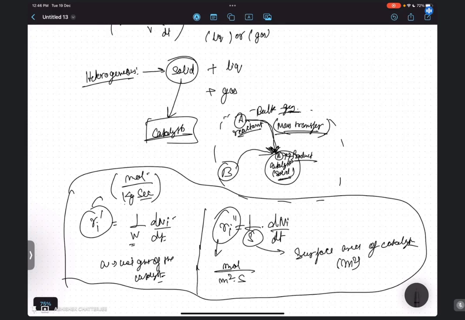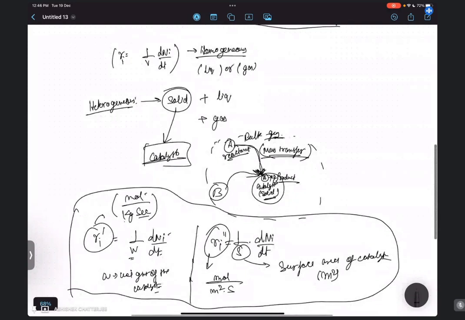In your homogeneous you were using 1 by V into dNA by dt, but in case of heterogeneous you will be using 1 by W into dNA by dt or 1 by S into dNA by dt. Clear? And these notations, Ri dash or Ri double dash, are just notations. They don't have any physical significance. It just separates it out: if we denote the rate for homogeneous with the help of V, then we write Ri dash with respect to weight of the catalyst, Ri double dash with respect to surface area of catalyst.